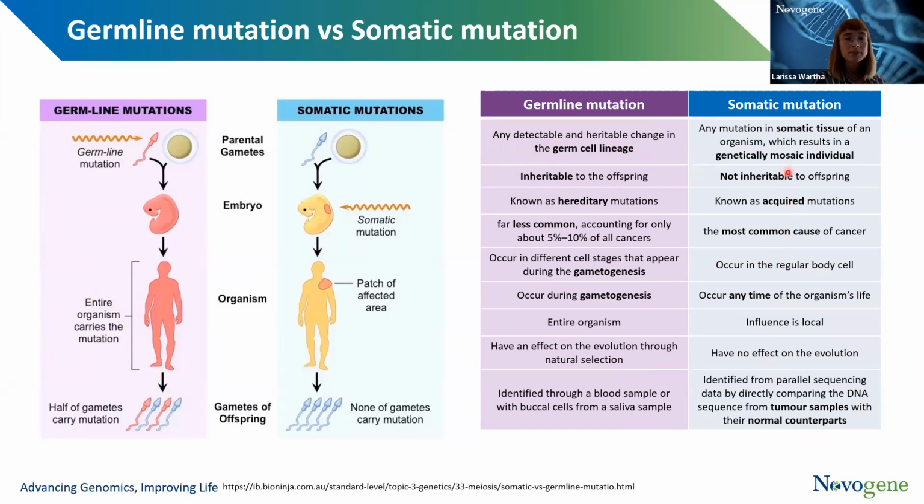On the other hand, somatic mutations, they occur in somatic tissue of an organism, and they can result in a mosaic individual. They cannot be inherited, and they're known as acquired mutations. And in fact, these are the ones which are the most common cause of cancer. And the influence is local, and you would basically sequence tumor samples and compare the results to normal counterparts.